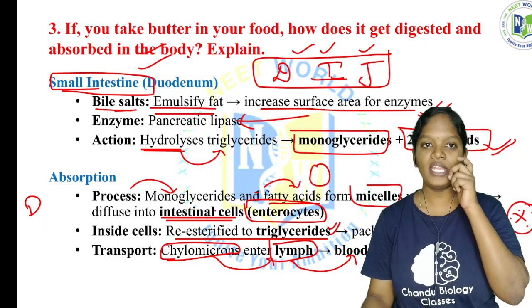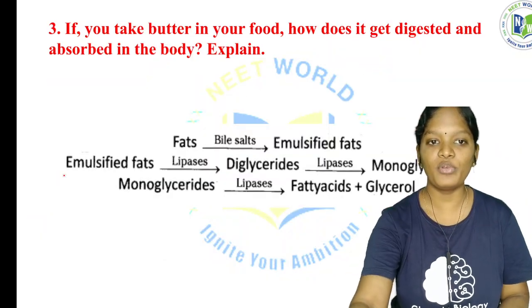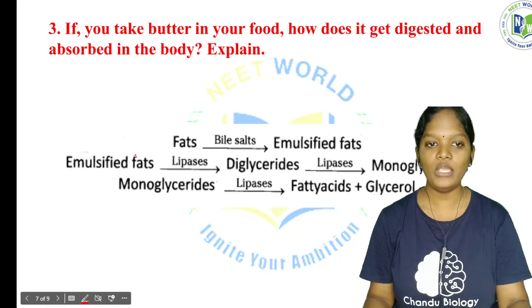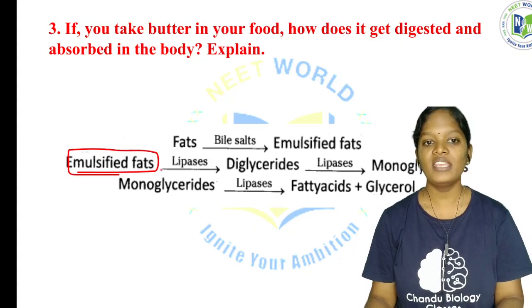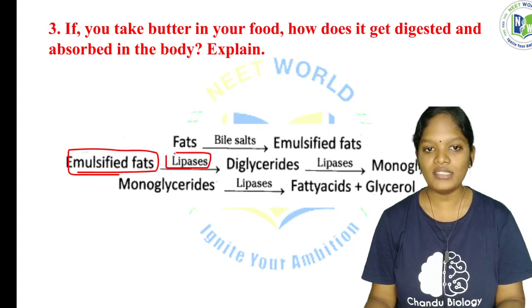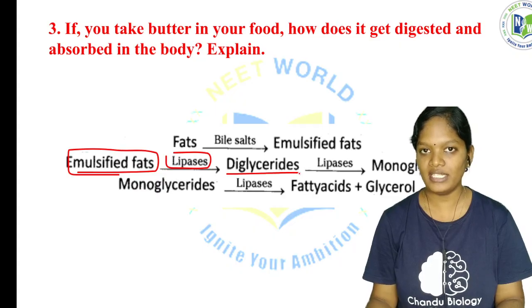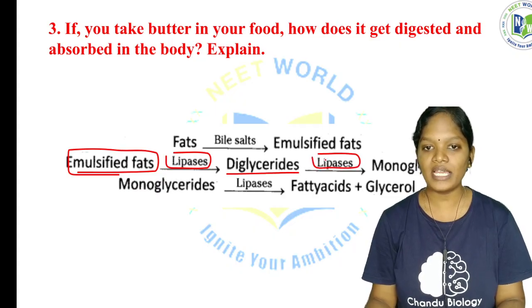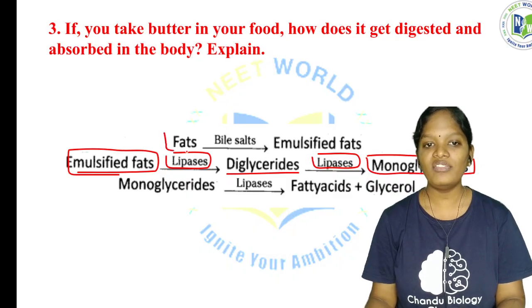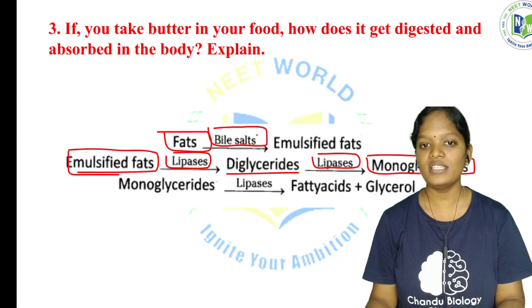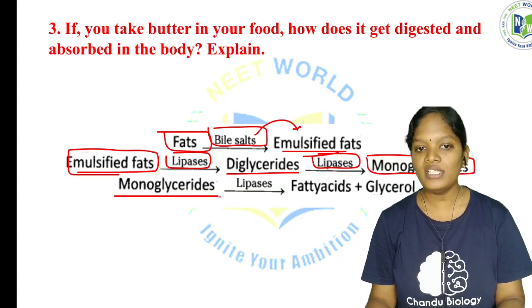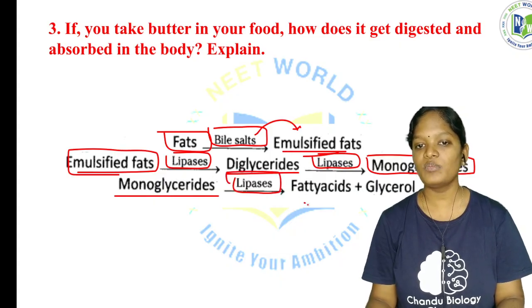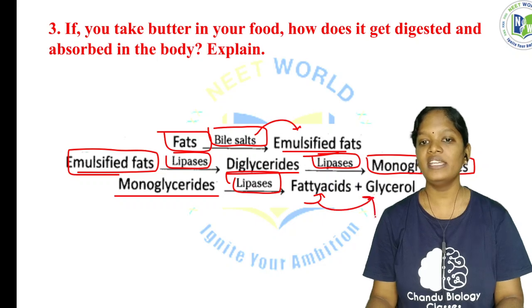Okay, so this is what is happening in the absorption process. This is a simplified equation. The emulsified fats, in the presence of these lipases, are converted into diglycerides. Again, in the presence of the lipase enzyme, they are converted into monoglycerides. Fats in the presence of bile salts are converted into emulsified fats. And monoglycerides in the presence of lipase are converted into fatty acids and glycerol.